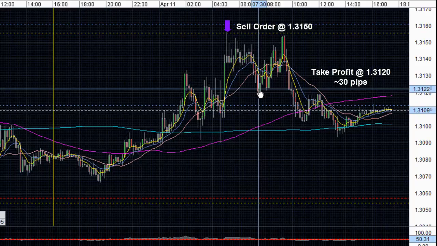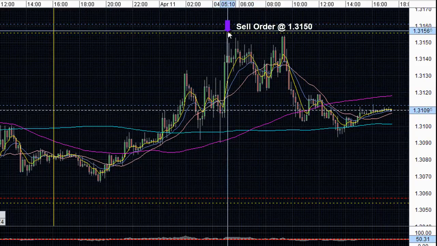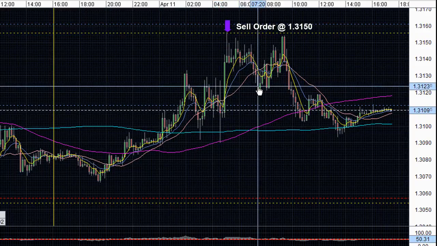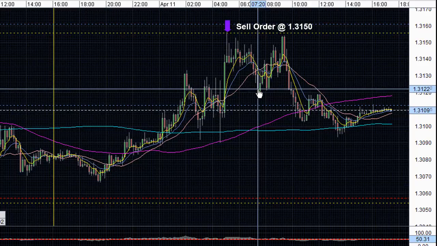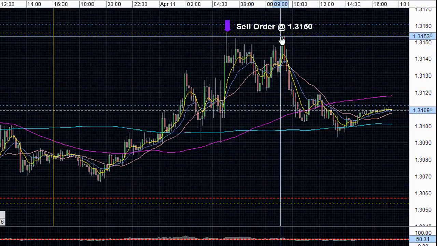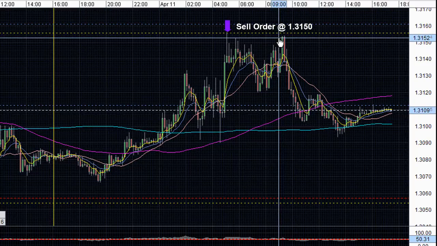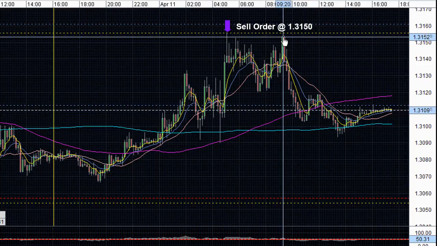Now, I also could have held onto my trade, but if I would have held out, you can see how the pair bounced back up. So I would have been prematurely stopped out of the trade, and I would have been at a break even. My trade would have resulted in a break even trade around 9:15 my time, which would be about 10:15 Eastern time.